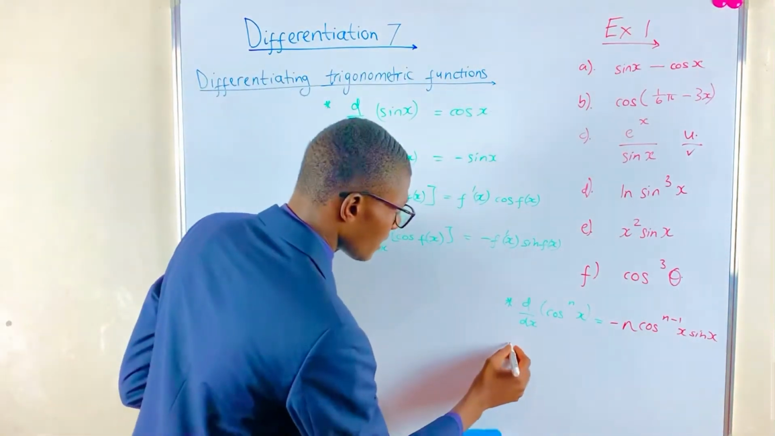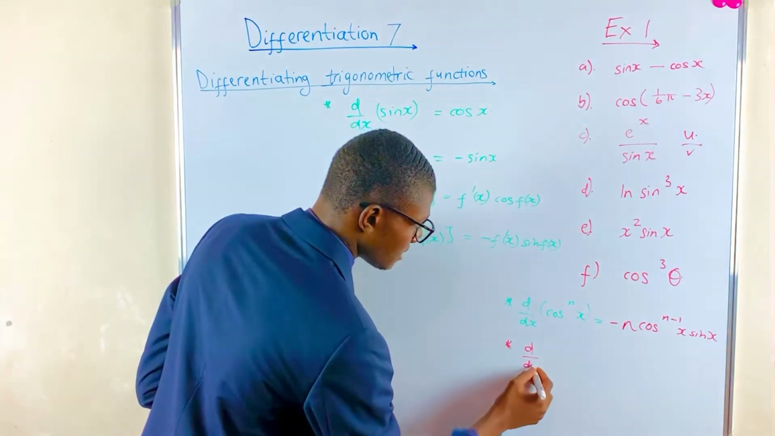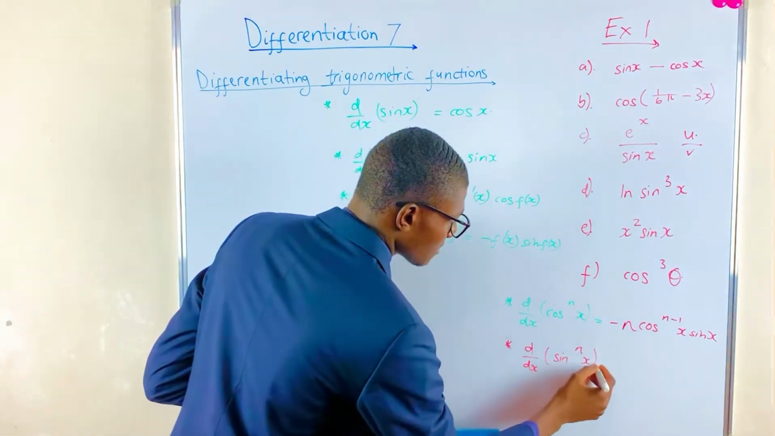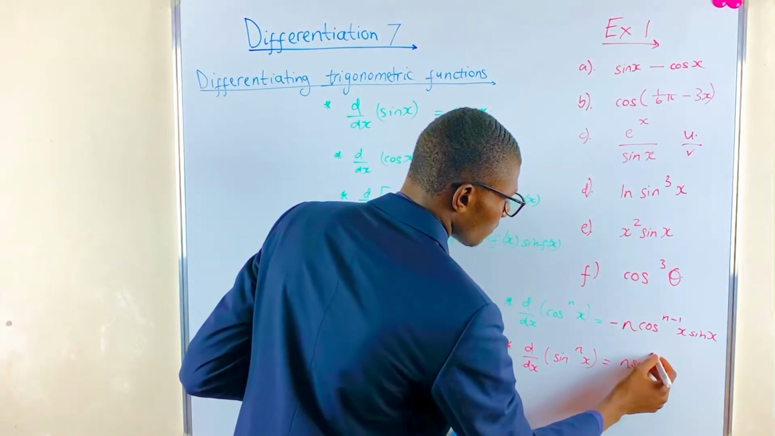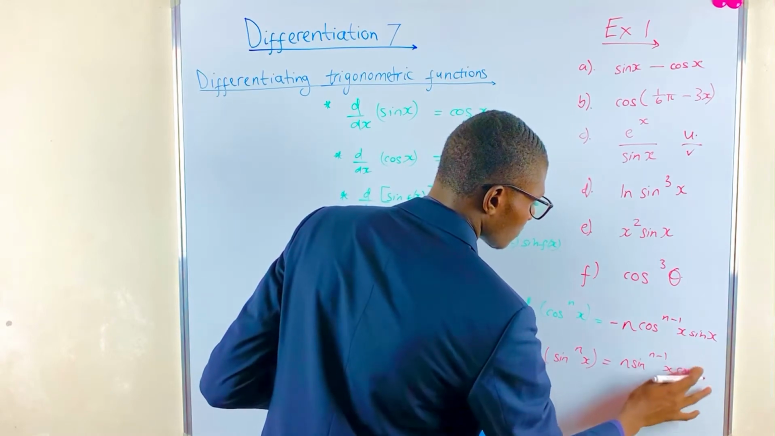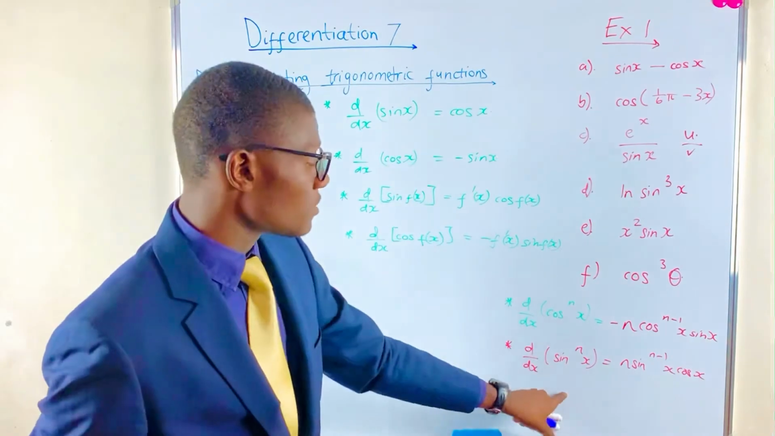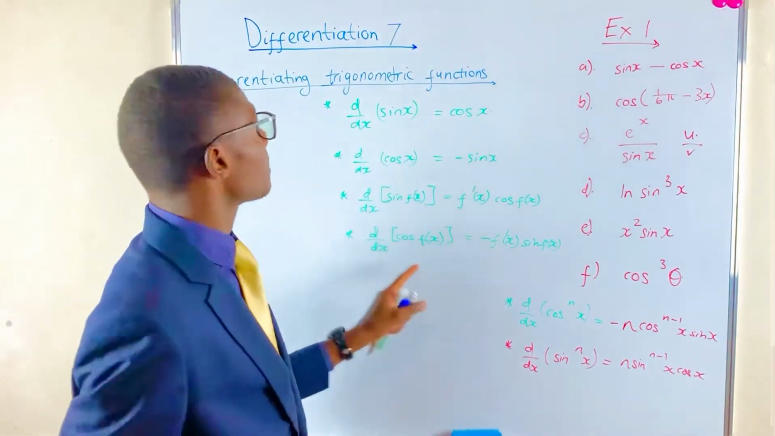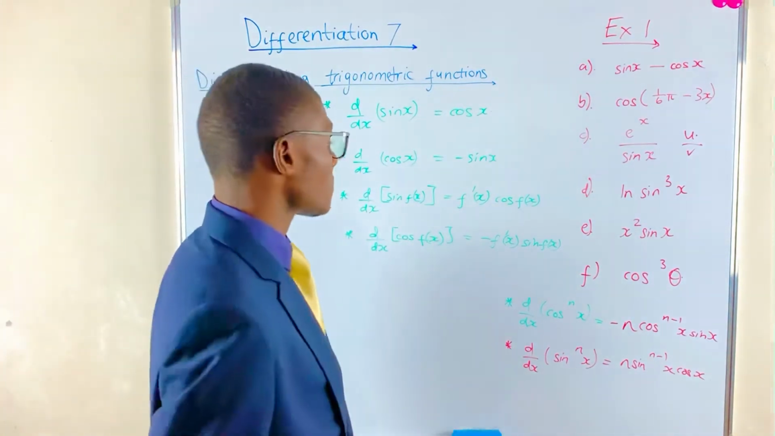Then the second quotable result is for sine x: d by dx of sine to the power of n of x. We're saying n sine to the power of n minus 1 of x times cos x. So as well, there we've used the chain rule. All of these are quotable results when differentiating trigonometric functions of sine and cos.